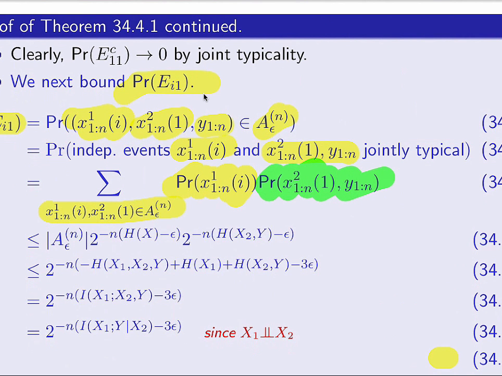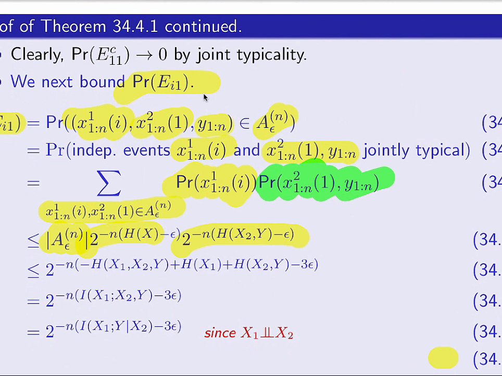Okay, so now we start using these typicality set bounds, which, like I said, if you don't remember them exactly, just go back and look at the theorem. But the first is that the number of terms in the sum is upper bounded by the size of the typical set. And then we have these two different probabilities. Each of the probabilities is basically equal to 2 to the negative h of the corresponding events. So we've got 2 to the negative n h of x1. The second one is 2 to the negative n h of x2, y.